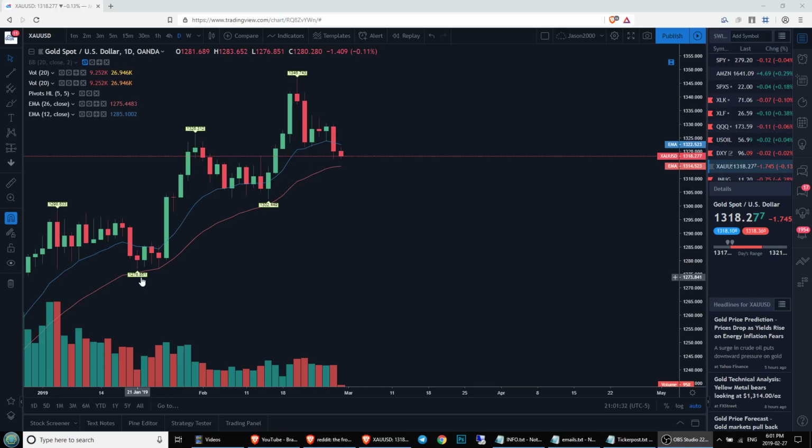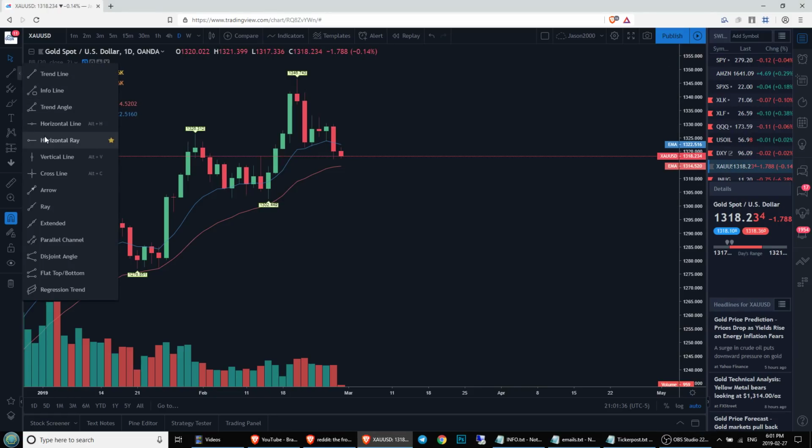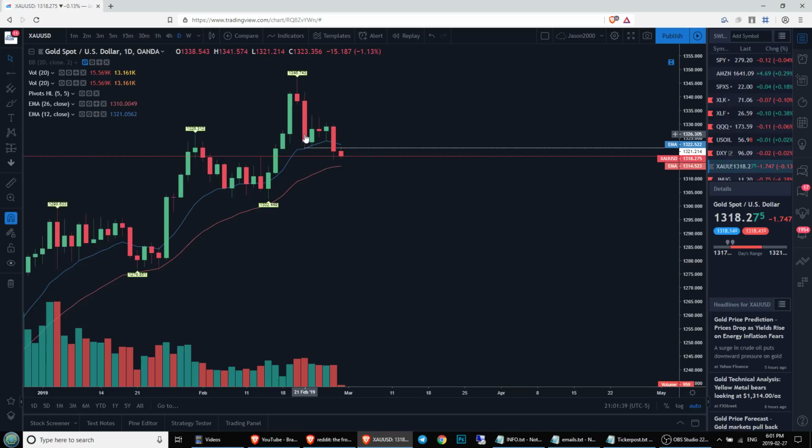So we have our higher low here, 1302. This was our higher low. Let's mark that in so we can see it pretty clearly. Right in the low of our big red candlestick here, 1321.214. Today, or yesterday rather, we lost that support. So we've lost our daily uptrend by knocking out this pattern.